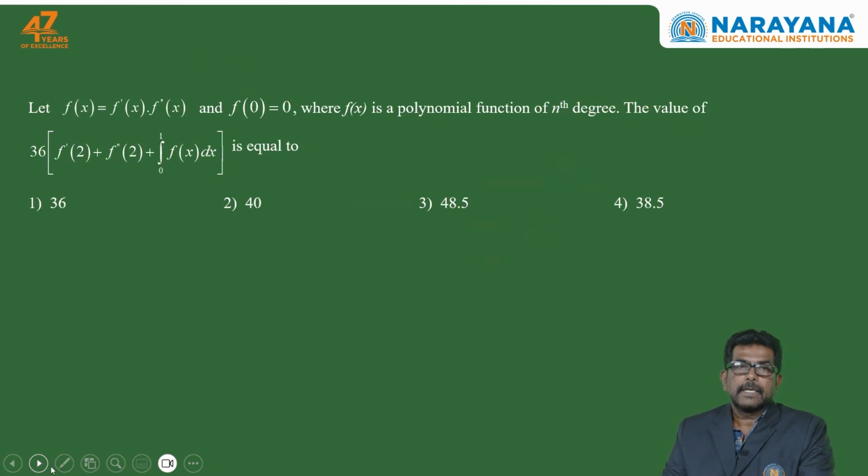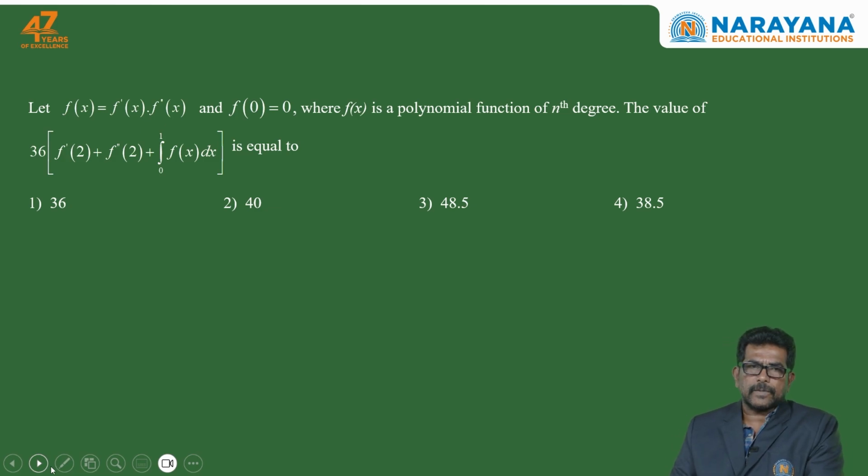Next question. Let f of x is equal to f dash of x into f double dash of x and f of 0 is equal to 0, where f of x is a polynomial function of nth degree. Find the value of 36 times of f dash of 2 plus f double dash of 2 plus integral 0 to 1 f of x dx. The problem is related to the calculus part, mixed with differentiation and integration also.